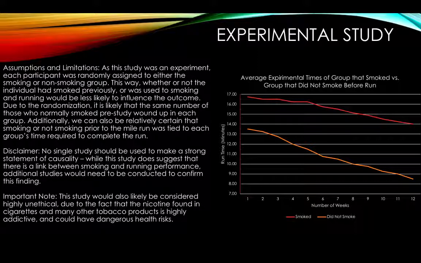Assumptions and limitations. As this study was an experiment, each participant was randomly assigned to either the smoking or non-smoking group. That way, whether or not the individual had smoked previously or was used to smoking and running will be less likely to influence the outcome. Due to the randomization, it's likely the same number of those who smoked pre-study wound up in each group, even if that was nobody.